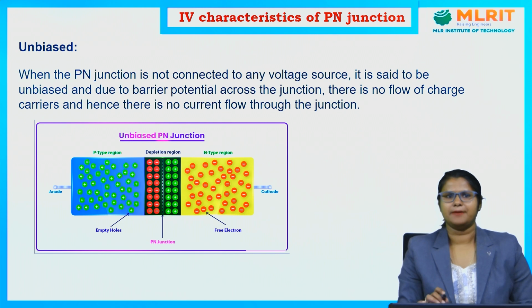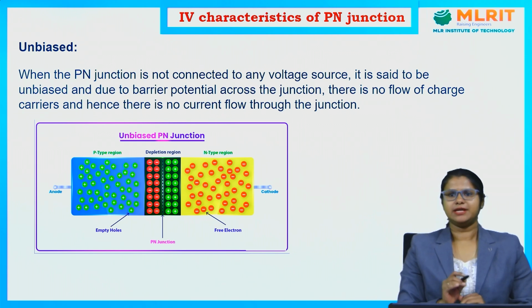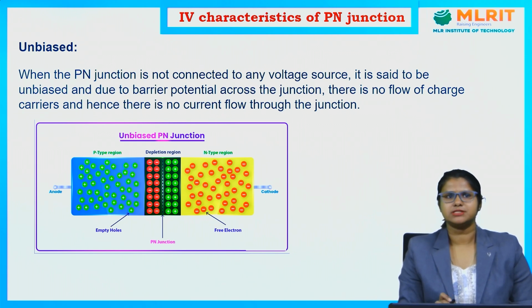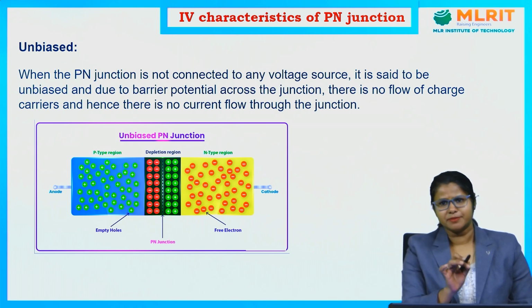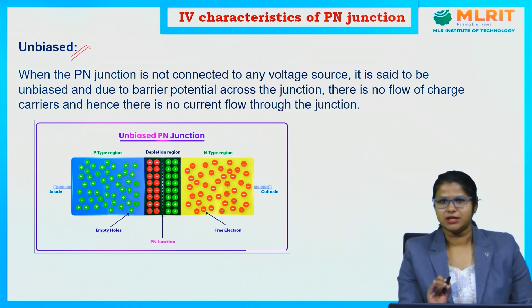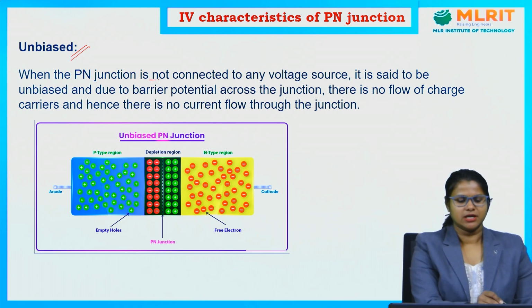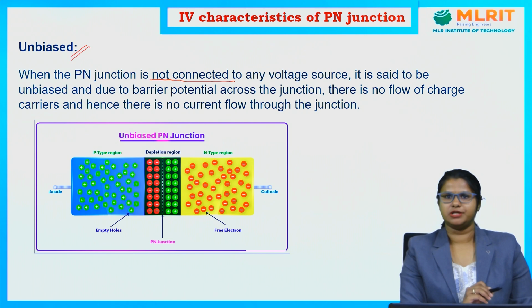In IV characteristics, we need to connect the PN junction with some external source. There are three kinds of biasing. The first one is the unbiased PN junction. From the name itself, it is clear that we are not giving any bias. So this PN junction is not connected to any voltage source. This is the unbiased condition.